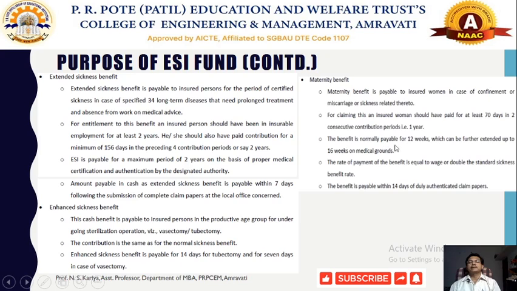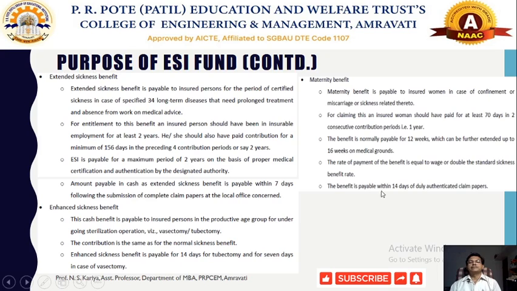The benefit is normally payable for 12 weeks. So 12 weeks of maternity benefit can be obtained by that insured person, and up to a maximum of 16 weeks on any medical ground related to the newly born child or to the period of pregnancy. The rate of payment for the benefit is equal to the wage or double the standard sickness benefit rate. Particularly, the maternity benefit rate will be calculated either as equal to the wages, or as double the standard sickness benefit that we mentioned earlier.